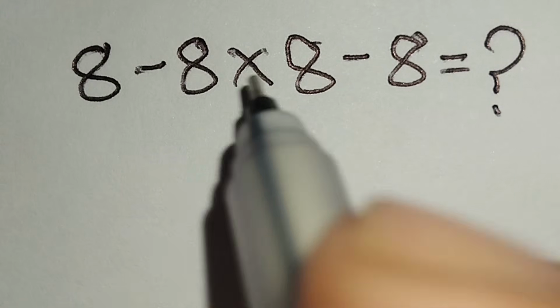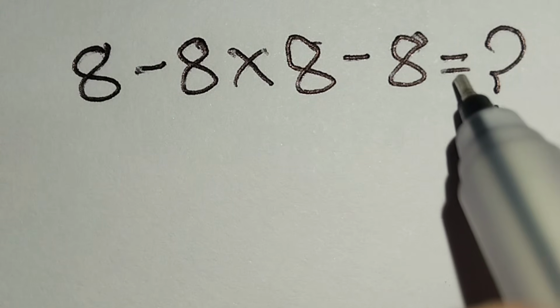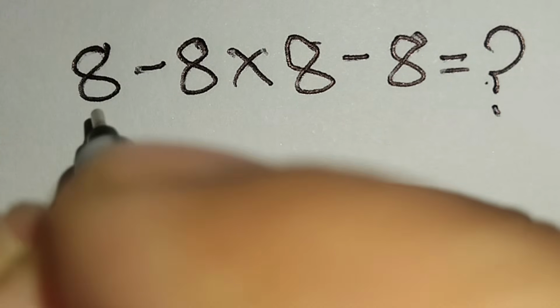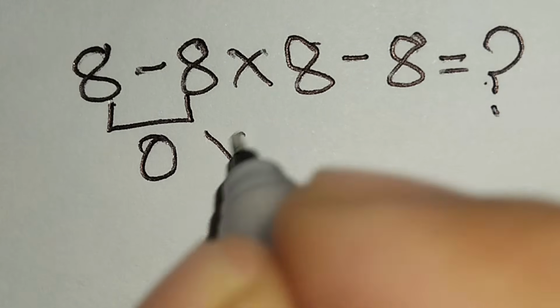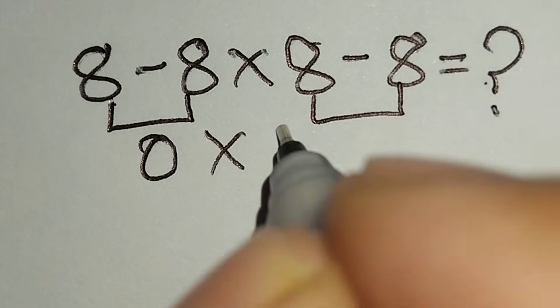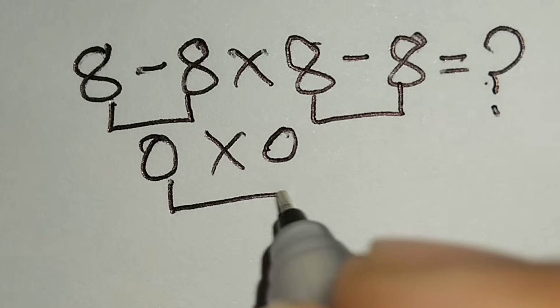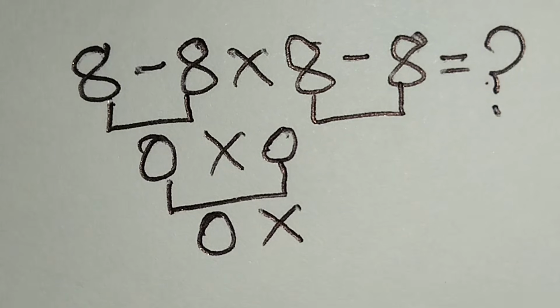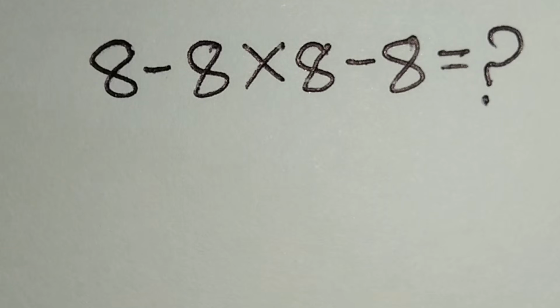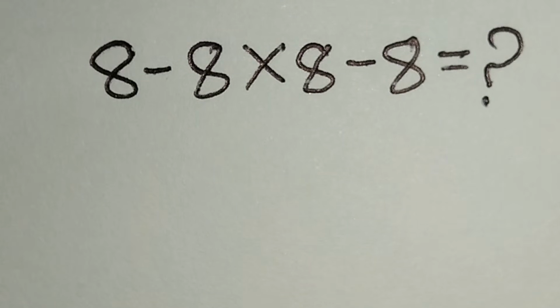8 minus 8 multiply 8 minus 8 equal what? Here 8 minus 8 gives us 0. This multiply this 8 minus 8 gives us 0. 0 times 0 gives us 0. But this answer is not correct. Now I will apply PEMDAS rule to solve this math correctly.